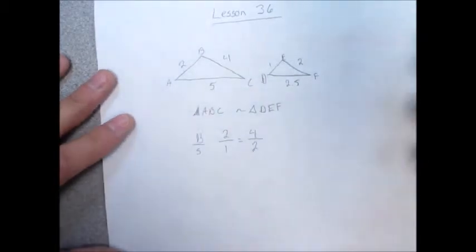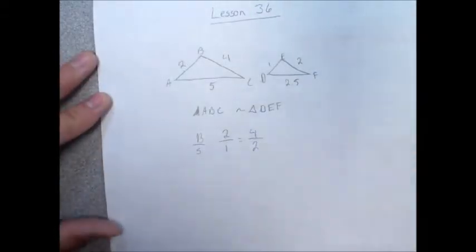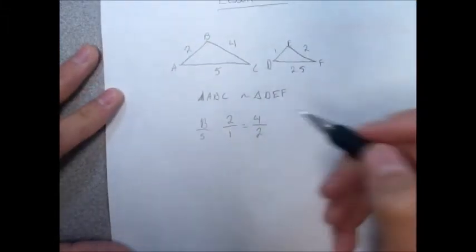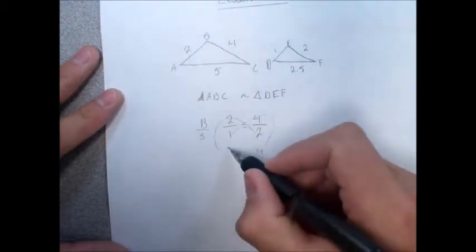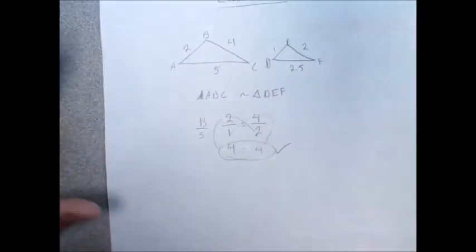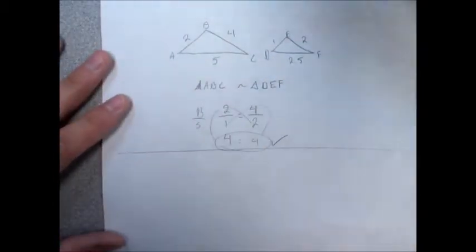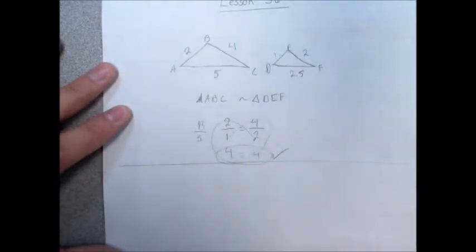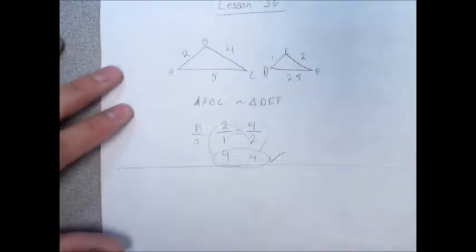Notice this is the middle length side. It's 2. So the way I can verify this, if I don't just look straight across and notice that they're multiples of 2, I can do the cross product. And if the cross product works out, then we're good to go. So I do the cross product to get 4. Cross product to get 4, and they're equal to each other. So it does work out, they are similar. So when I look at these, the corresponding sides here are 2 and 1, 4 and 2, 5 and 2.5.